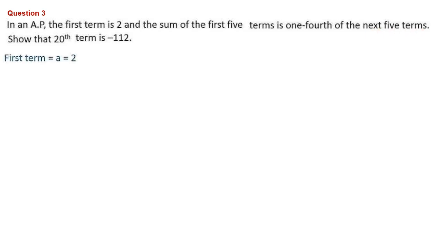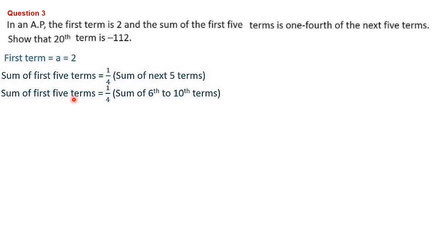So here let's write the given conditions. First term is 2. Condition: sum of first 5 terms is equal to 1/4 of sum of next 5 terms. So here sum of first 5 terms is equal to 1/4 of next 5 terms, means 6th to 10th term, sum of 6th to 10th terms. Symbolically, sum of first 5 terms, that is S5, is equal to 1/4 of sum of 6th to 10th terms. Means here sum of 6th to 10th term, how do we get? First 10 term sum minus first 5 term sum. Then we will get the sum of 6th to 10th terms.